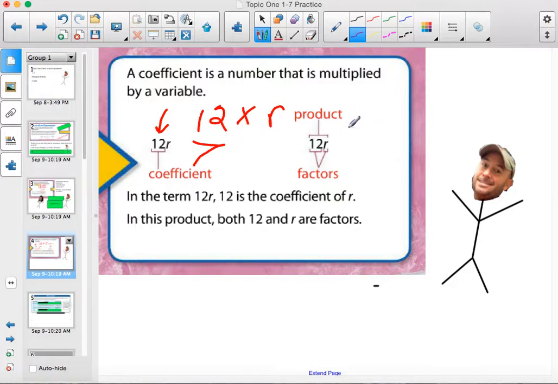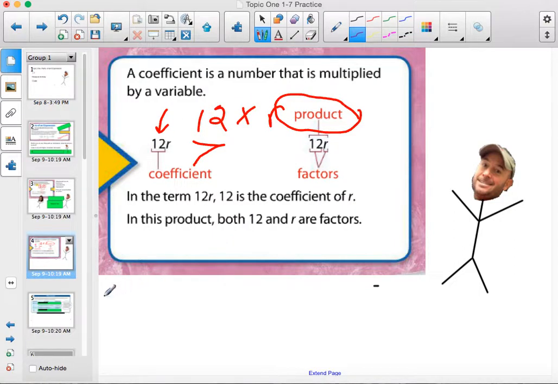Now, another thing that you need to think about is that when you have 12 and r together, it is a term, but it also creates a product. We don't know what that product would be, but we know that if we multiply 12 by some amount, both of these are factors, and they will give us a product. So in this product, both 12 and r are factors. The coefficient would be 12.